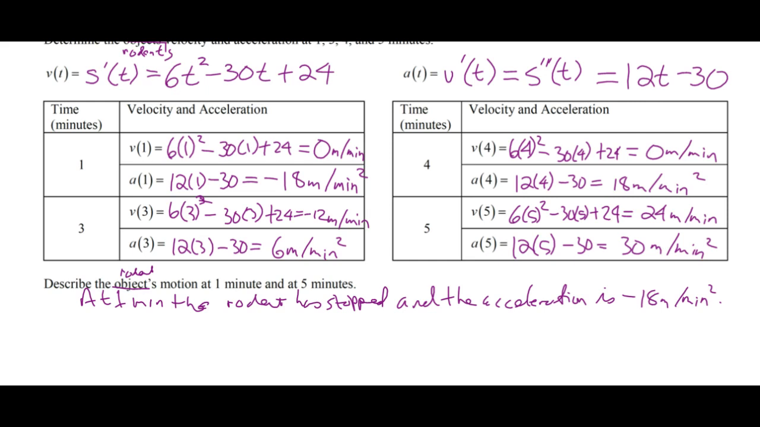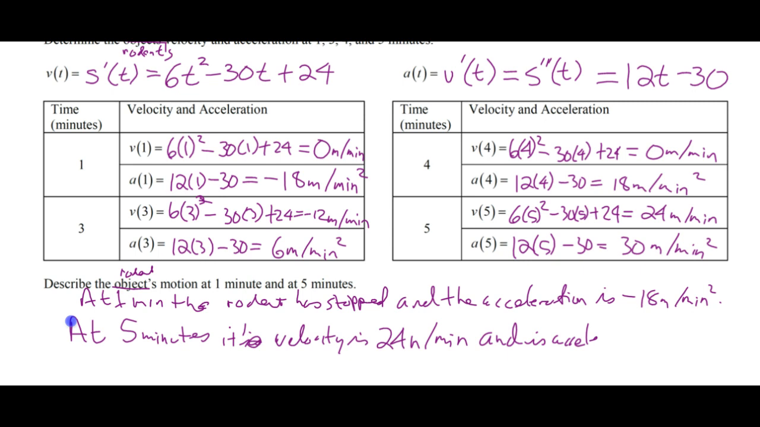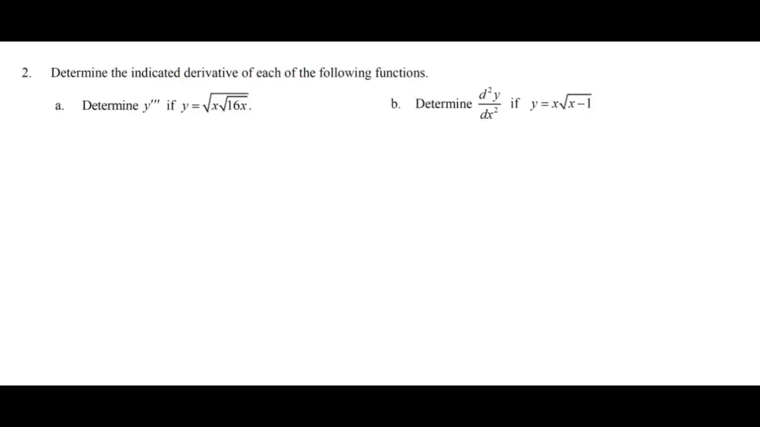So, back there, what do we got? So at 5 minutes, it is moving at a velocity of 24 meters per minute, and that's a positive velocity, right? So it's moving away from its starting point and is accelerating at 30 meters per minute squared. All right, so that's that position thing. For any position function, the first derivative is the object's velocity, the second derivative is acceleration, the third derivative is jerk. Pretty sure it's called jerk.